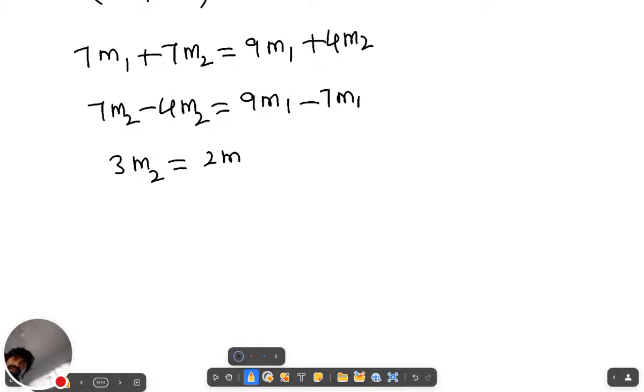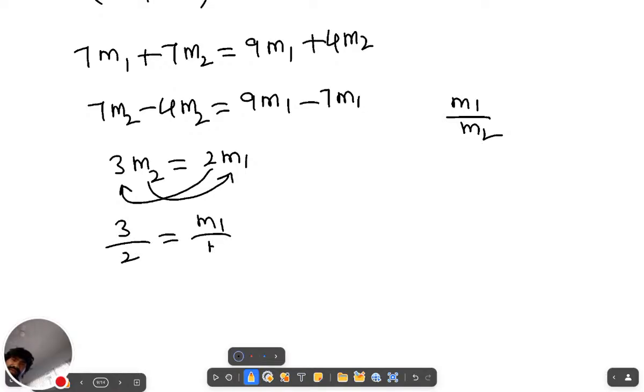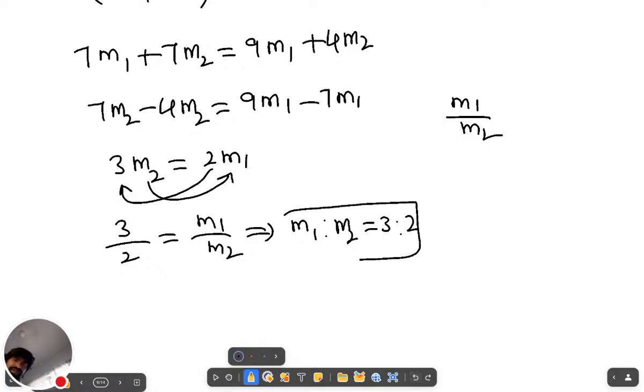As we need to find the value of m1 by m2, bring 2 to the left side and m2 to the right side. So 3 by 2 equals m1 by m2. So the m1 by m2 value is 3 by 2, which can be written as m1 is to m2 equals 3 is to 2. So the ratio is 3 is to 2.